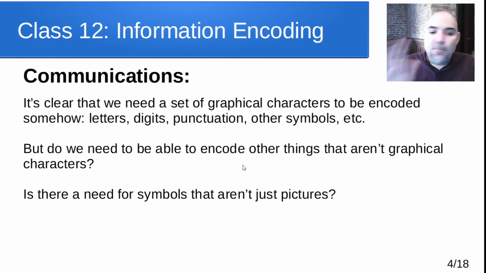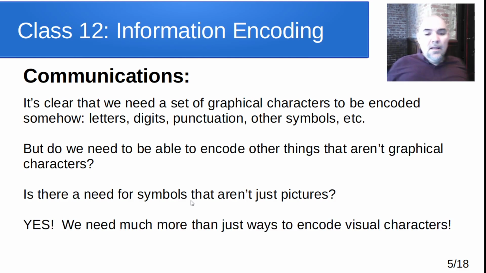So there need to be some other symbols that aren't necessarily part of the document, but manage the flow of information. Hold on a second. Okay, go ahead. And so we need those other symbols. We need more than just visual characters. We need to encode other kinds of things besides that. And that's what we're going to look at today. And that's what this information encoding is.